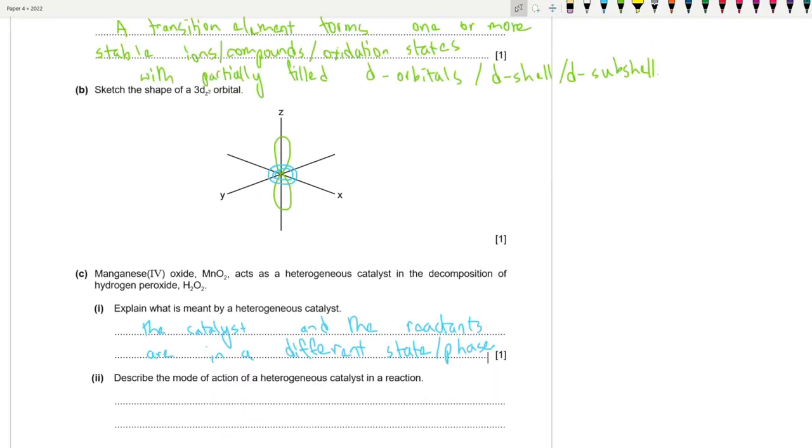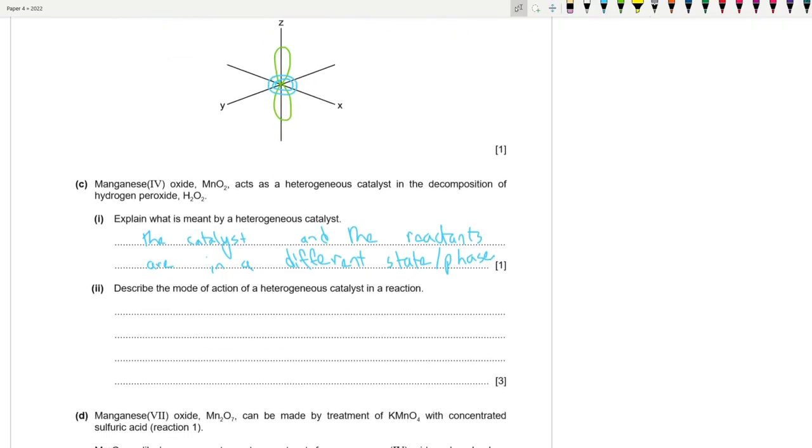Describe the mode of action of a heterogeneous catalyst. So I'm seeing this question after a very long time, by the way. It's mainly by adsorption, right? So what happens is adsorption of reactants to the surface of the catalyst. Okay, so that's the first step.